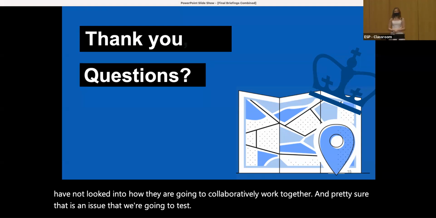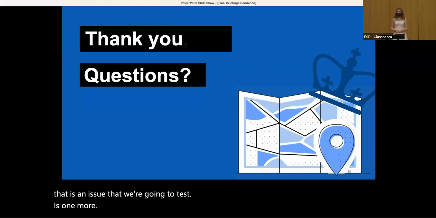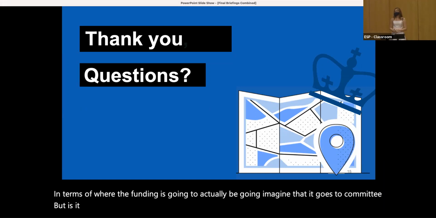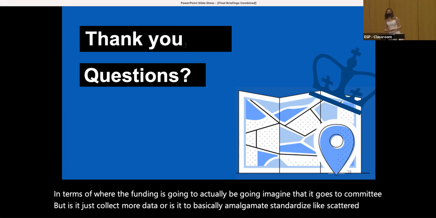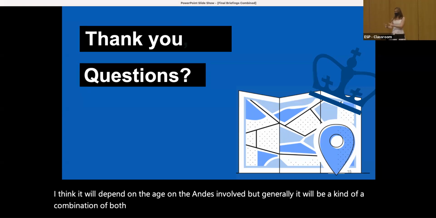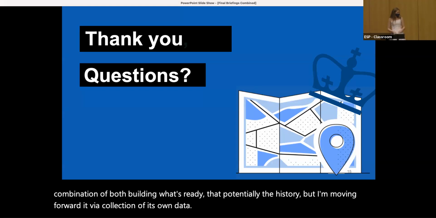There's one more. Over here. In terms of where the funding is actually going to be going, you mentioned that it goes to the committee, but is it to collect more data, or is it to amalgamate and standardize scattered and disparate data? I think it will depend on the agencies involved, but generally it will be a combination of both, building on what's already there, potentially with the history, but then moving forward, it will be a collection of its own data. Thank you.